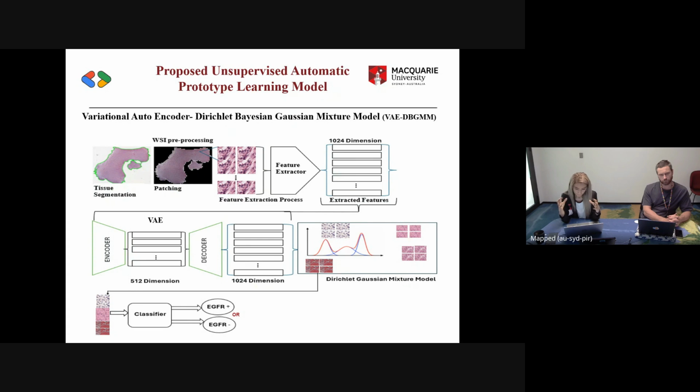So after gaining these optimal clusters, we only have to map them on whole slide images and just grab those prototypes. So in terms of computational cost, it's really low. We cannot even compare it with multi-instance learning models. It is really fast, and then we can just feed these prototypes to our classification model, and it can distinguish between EGFR positive and EGFR negative cases.